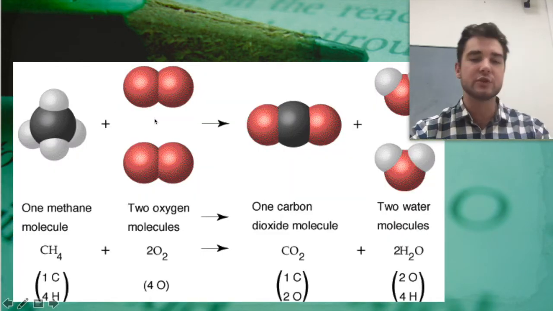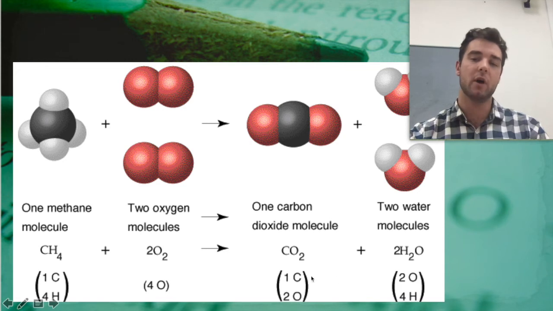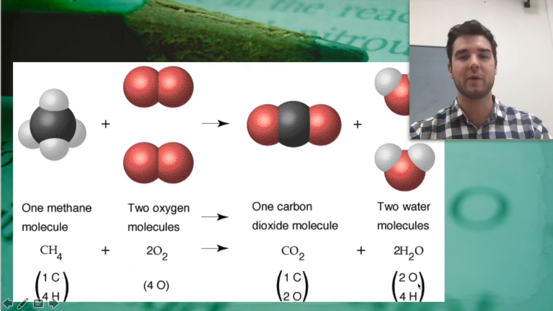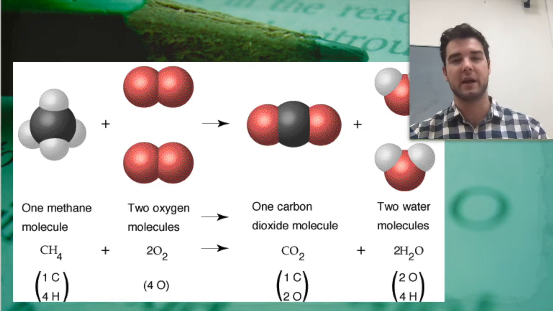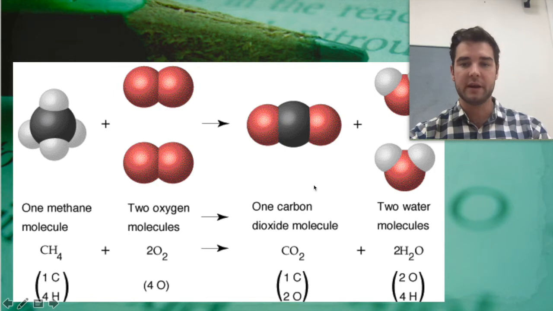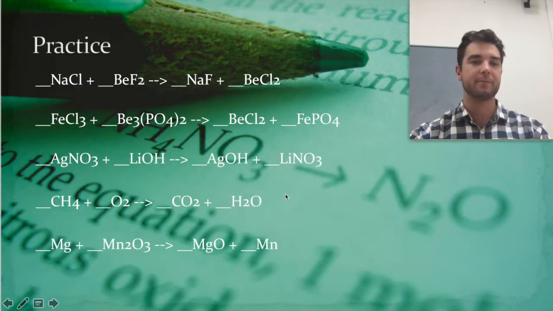Although some students do like to write out in brackets below the number of individual atoms they have, that should become pretty obvious to you once you start understanding what a subscript means and what a coefficient means. So that would be another example of a balanced equation there.